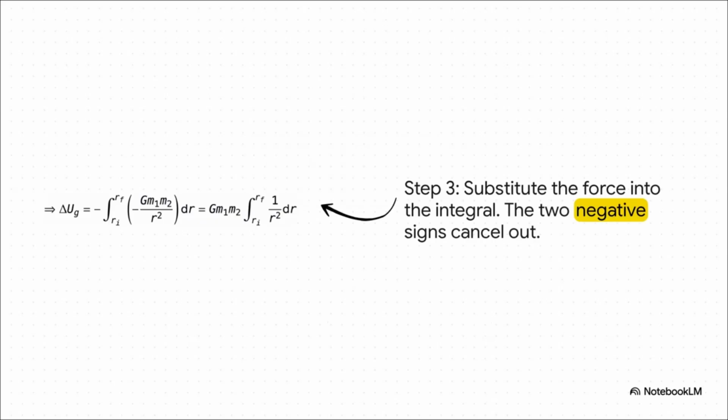Now, we just substitute that force equation into our integral. And what happens? Well, we have a negative sign from our work-energy relationship, and we have another negative sign from the force law itself. And for a second there, they cancel each other out. The mystery deepens. It looks like our minus sign has vanished.